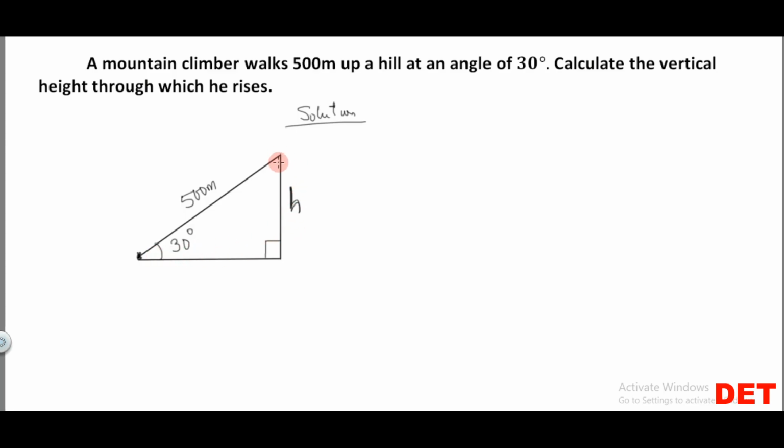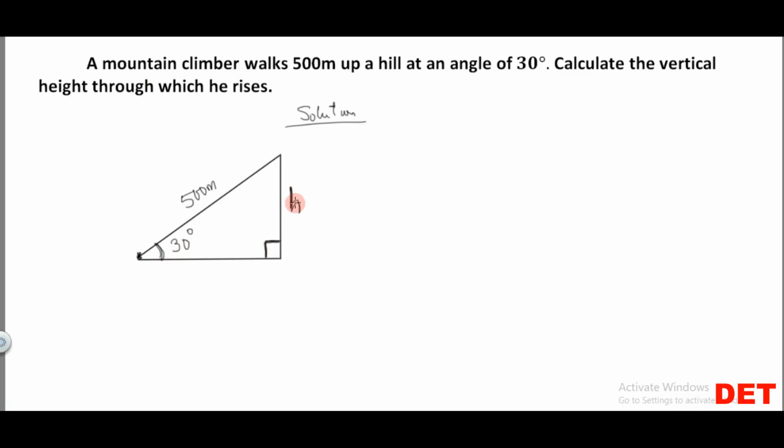So this part of this triangle is the opposite. Why is it opposite? Because it is the side facing this acute angle. So height is your opposite. Then this side of this triangle is the hypotenuse. And why is it the hypotenuse? It is the hypotenuse because it is the side facing this right angle.